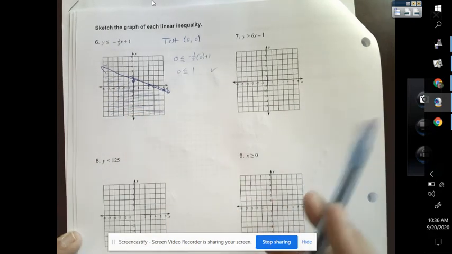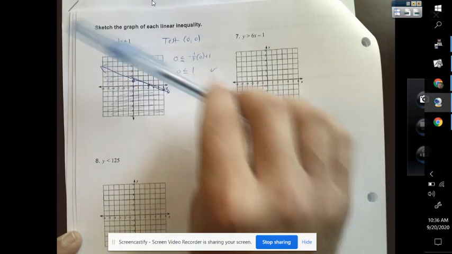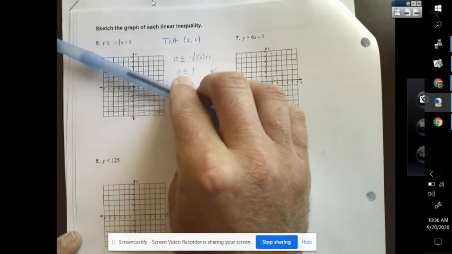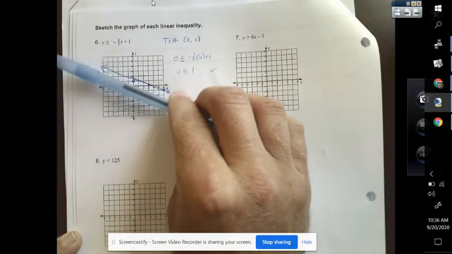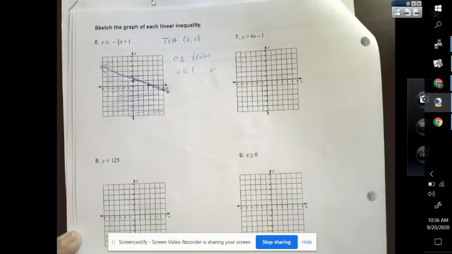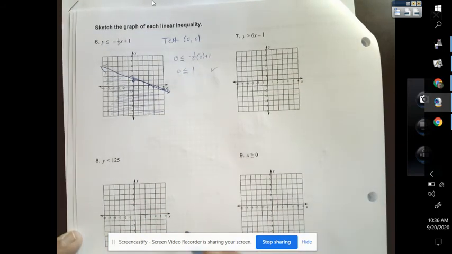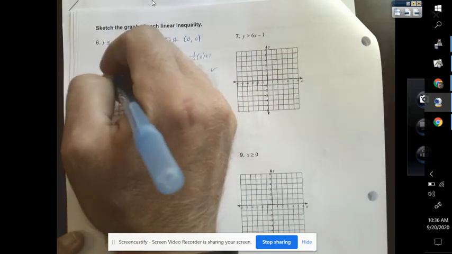So we're good. Another kind of rule of thumb, guys, if you're looking at this less than, you shade below the graph. Greater than, you shade above. So it's kind of easier to do it that way. You get the idea. So good stuff.